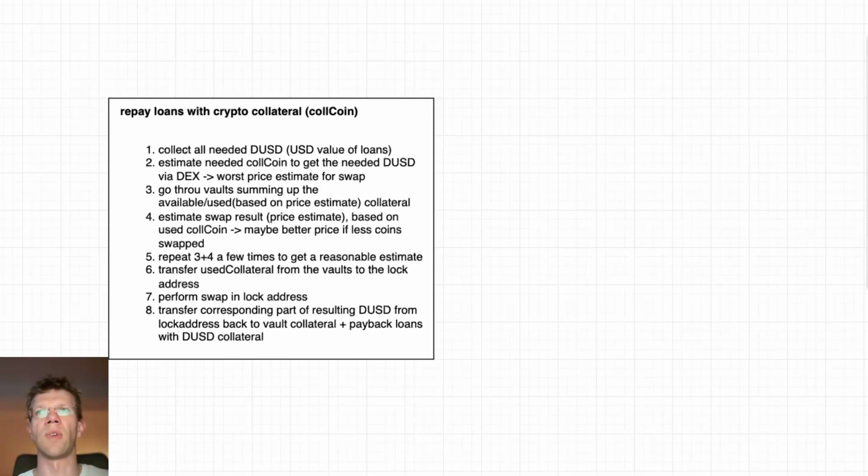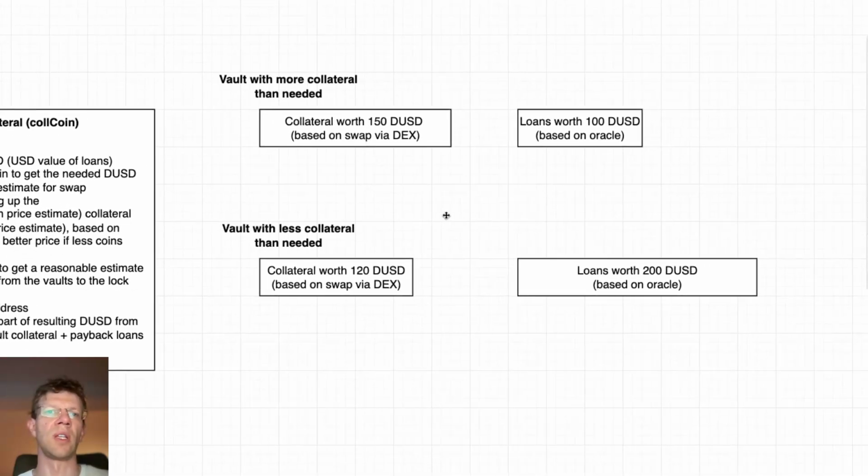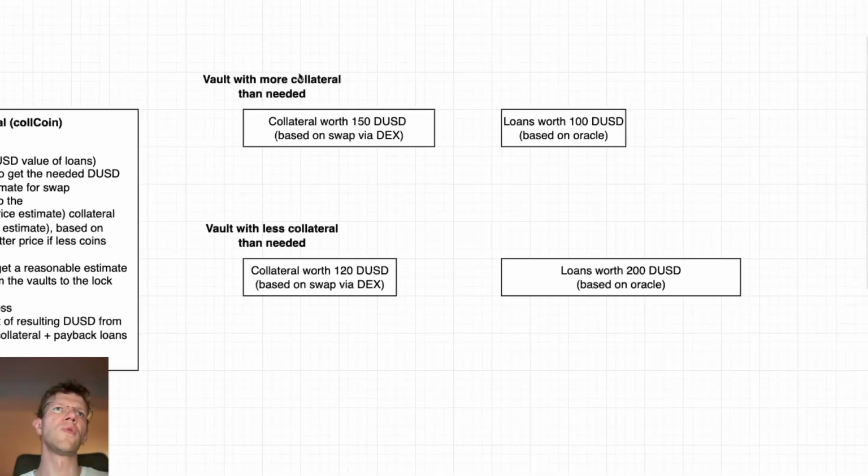Let's look a bit at the graphics because that might help in the understanding. Basically, we have two vault types. First, in this case, this is a vault with this collateral and open loans. First case is we have more collateral than we need to pay back the loans. So we have collateral worth roughly 150 DUSD, because there's always slippage and everything, based on a swap via DEX. So that's why we need the price estimate. Let's say we have this one vault, and there we have loans worth 100 DUSD based on the oracle price. And then the other vault type is the vault with less collateral than needed.